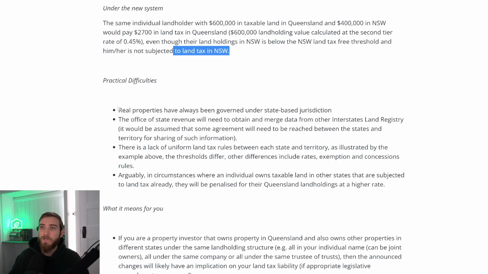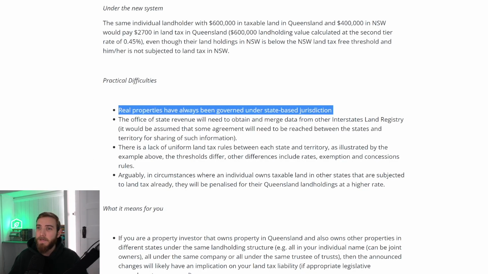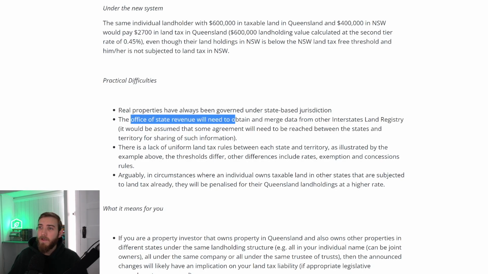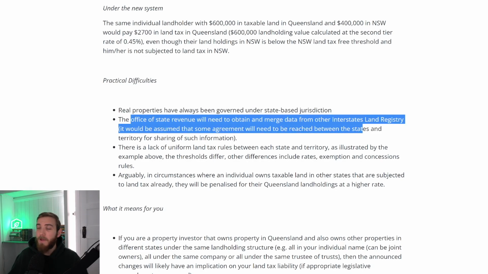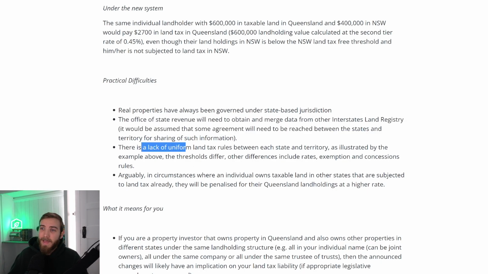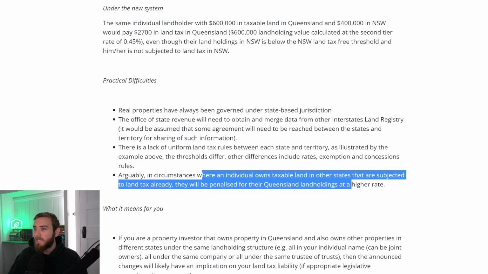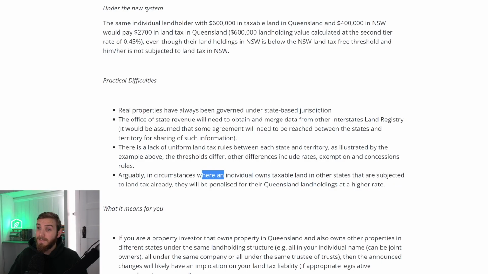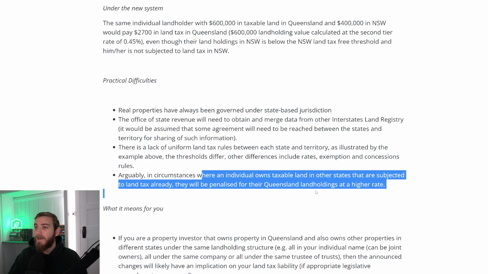Now this article also talks about some practical difficulties. So real properties have been governed under state-based jurisdictions. The Office of State Revenue will need to obtain and merge data from other interstate land registries to put this information together and to actually inform these calculations. There's a lack of uniform land tax rules across Australia, and arguably in circumstances where an individual owns taxable land in other states that are subjected to land tax already, they will be penalised for their Queensland land holdings at a higher rate. And that is the truth of it at the end of the day.